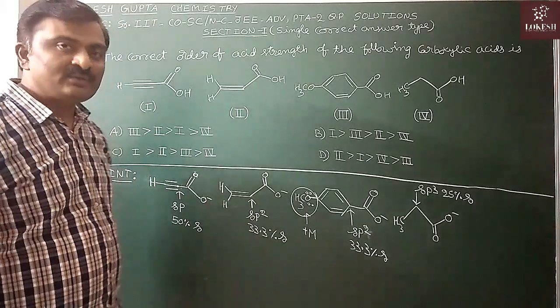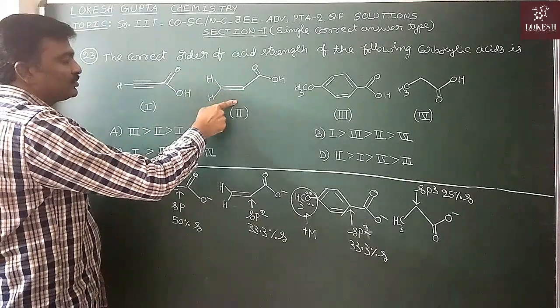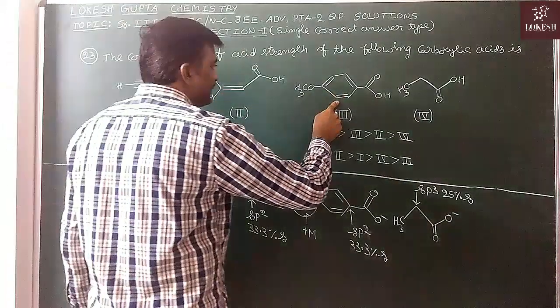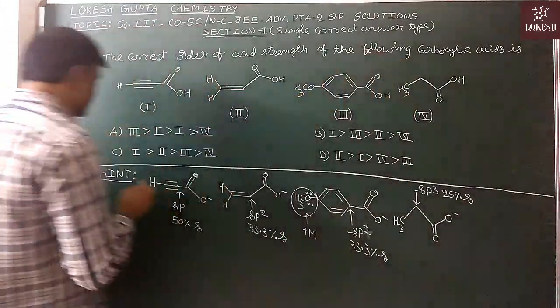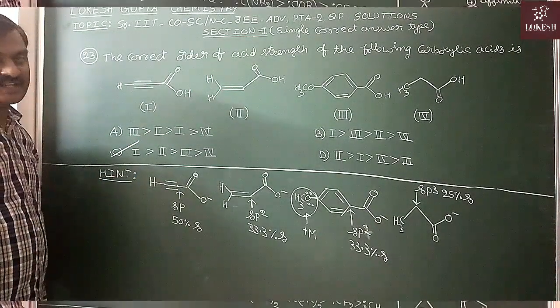So finally, what is the acidic strength order? 1 greater than 2 greater than 3 greater than 4. So the correct answer is option C. Come to the next section.